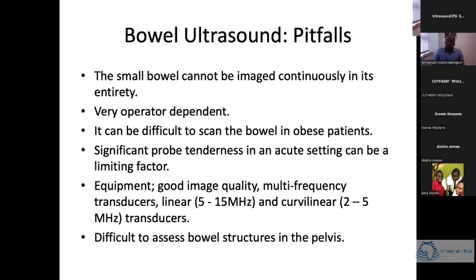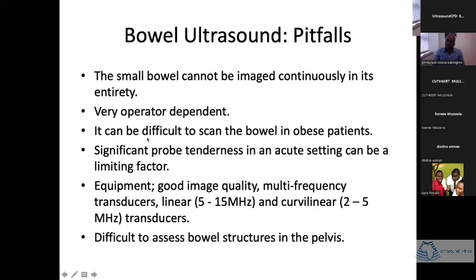Ultrasound is very operator dependent. As a sonographer, a radiologist, a specialist, a doctor, you need to really know what you're doing. You need to have a lot of training to be able to do bowel ultrasound. It's very dependent on what you do and on what you know.